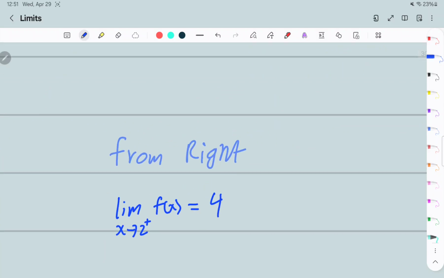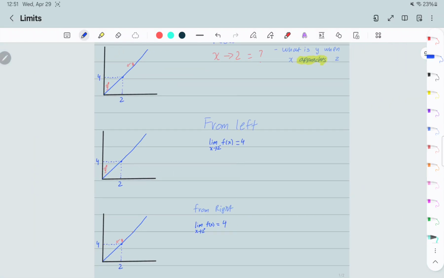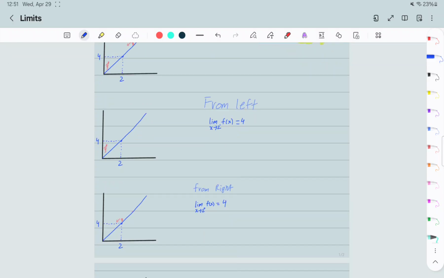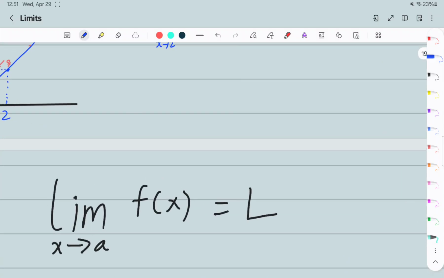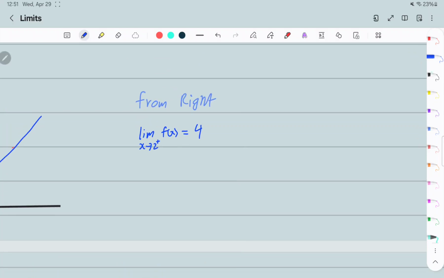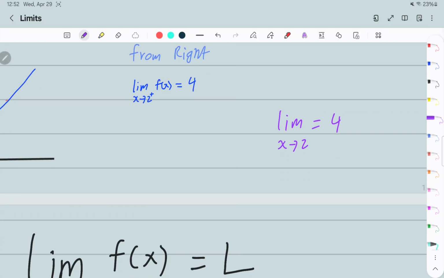So now if you guys notice, if I go from the left, I'm going to 4. If I'm going from the right, I'm going to 4. Then what does that mean? That means that the limit exists. Or in other words, regardless of left and right, I can just say limit x approaches 2, nobody cares about the direction because from left or from right, we are eventually all reaching 4, right?